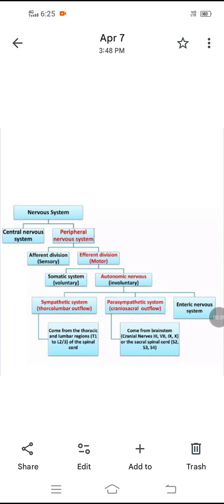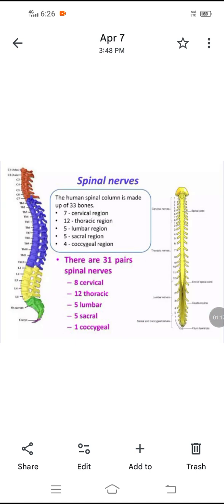Here the autonomic nervous system is divided into three types, that is sympathetic nervous system, that is thoracolumbar outflow, another one is parasympathetic system, that is craniosacral outflow, and another one is enteric nervous system. Here the sympathetic nervous system comes from the thoracic and lumbar regions, T1 to L2 or 3 of the spinal cord, and parasympathetic system comes from brainstem, cranial nerves 3, 7, 9 and 10, or the sacral spinal cord S2, S3, S4.